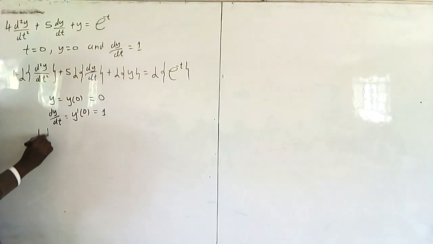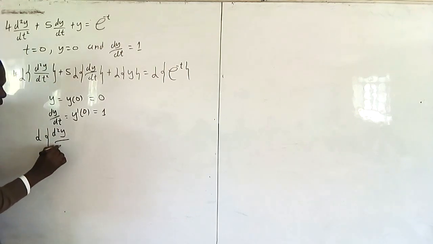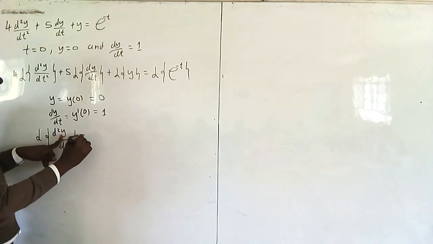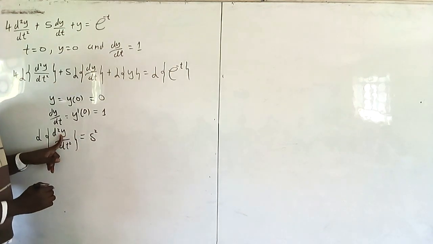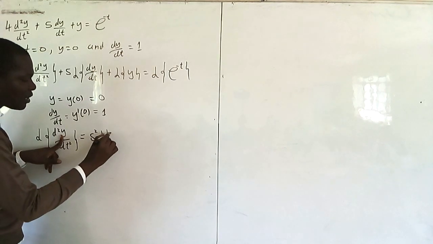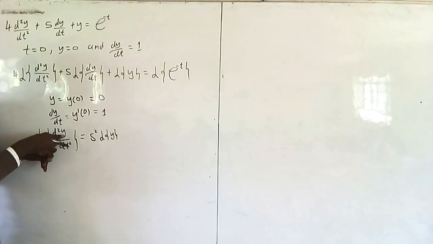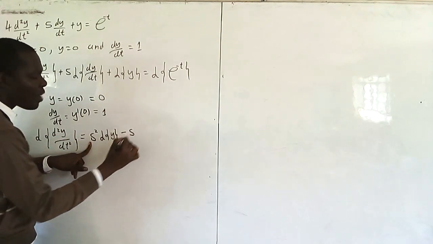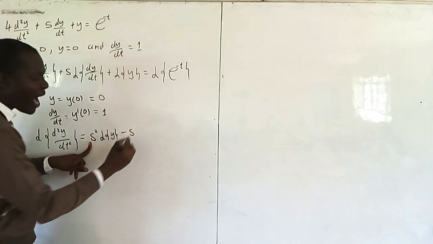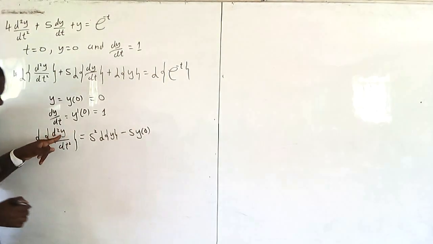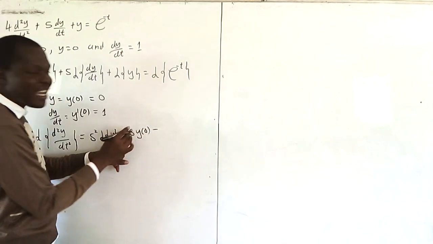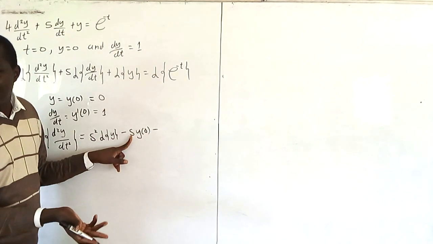What is the Laplace transform of d squared y over dt squared? We said when it is the second derivative, d squared, you start with s squared, then Laplace of y, the dependent variable. Then after s squared, it is now s raised to power 1, which is just s, then y of 0. Then the next one is minus s raised to power 0, that means s is not there.